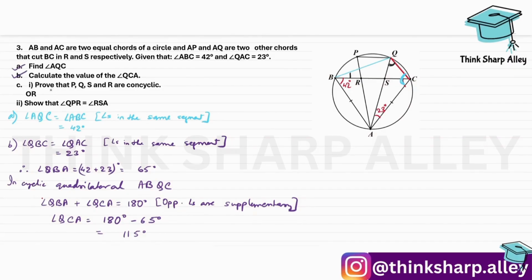Now let us move on to part C. That is, we have to prove that P, Q, S and R are concyclic points. Now to prove 4 points concyclic, we just need one thing. If we can somehow prove that this angle, that is angle P, is equal to angle S, which means exterior angle is equal to interior opposite angle, that would prove that PQSR are concyclic points. That means it's a cyclic quadrilateral, right? So our focus is on proving these two angles equal.